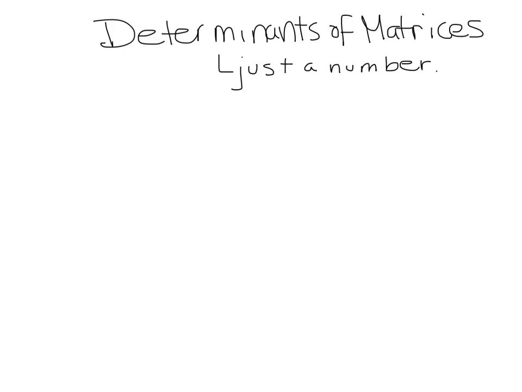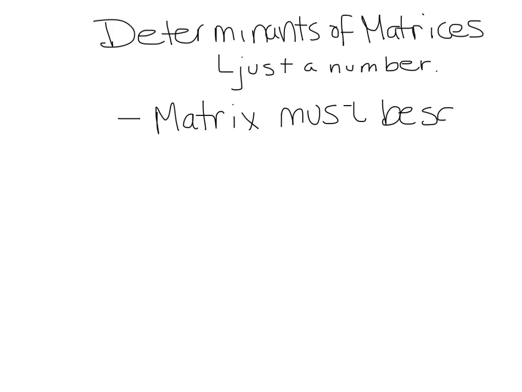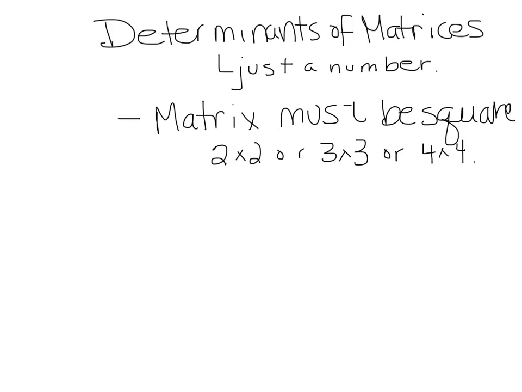So the first thing you need to know, though, is that the matrix must be square. If it's not square, it won't have a determinant, okay? So if I ask you to find the determinant of a 2 by 3, then don't do it, okay? So it has to be a square matrix, so it has to be a 2 by 2, or a 3 by 3, or a 4 by 4. You get it, right? So square matrix, where the number of rows is equal to the number of columns.